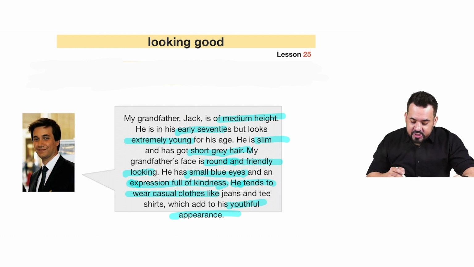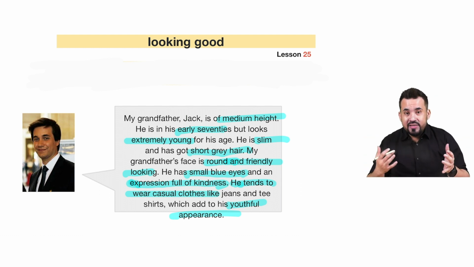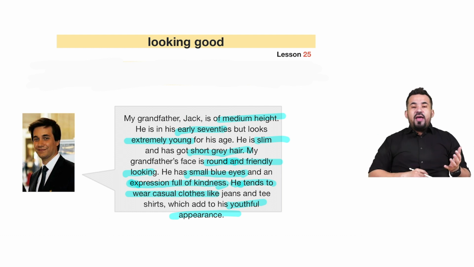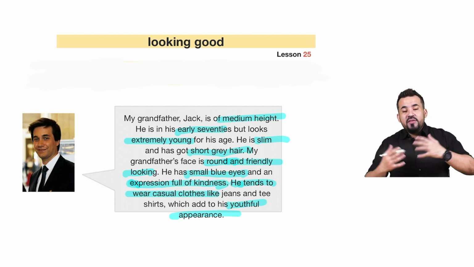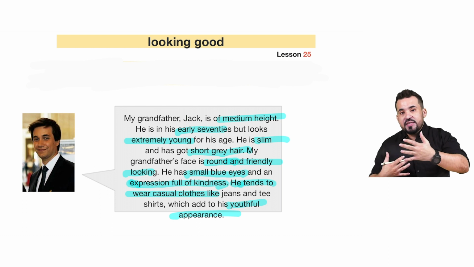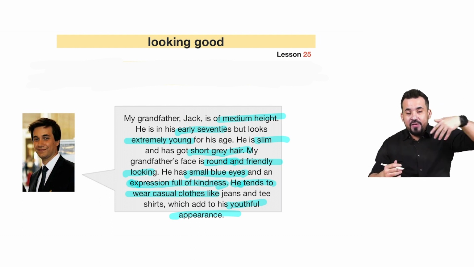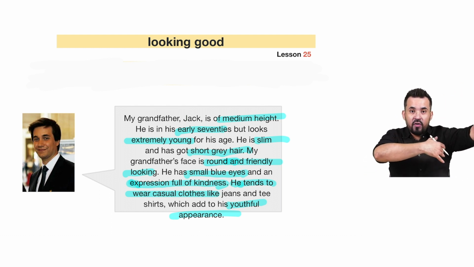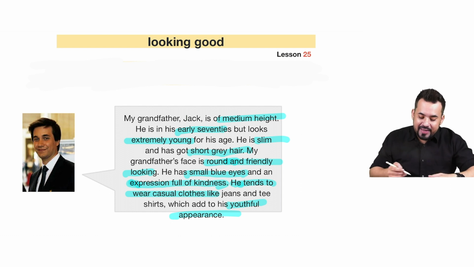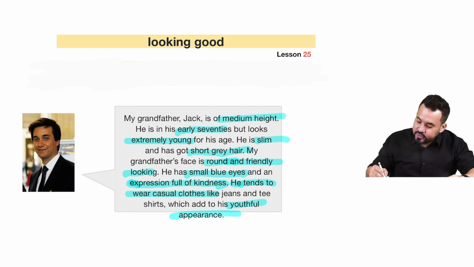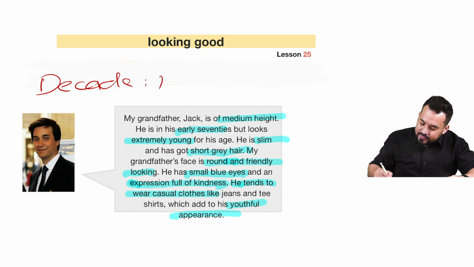Then you say he is in his early 70s. So then we describe their age. Early means in the first part of his 70s. Late means in the last part of the decade. So what is a decade? A decade is 10 years. A decade is a period of 10 years.